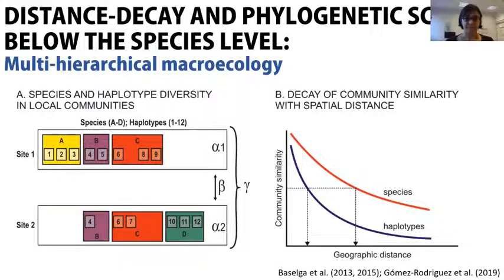So this is what we have done. I think it's quite easy to see that, if you have two sites, the same way as you compute the similarity of two communities at the species level, so how many species site 1 and site 2 share, in this case only species B and C. In this example, the species are the letters and the haplotypes are the numbers. So you can do the same and compute how many haplotypes two communities have in common. So you can compute the distance decay pattern from biotic similarity at the haplotype level in the same way as you would do it at the species level.